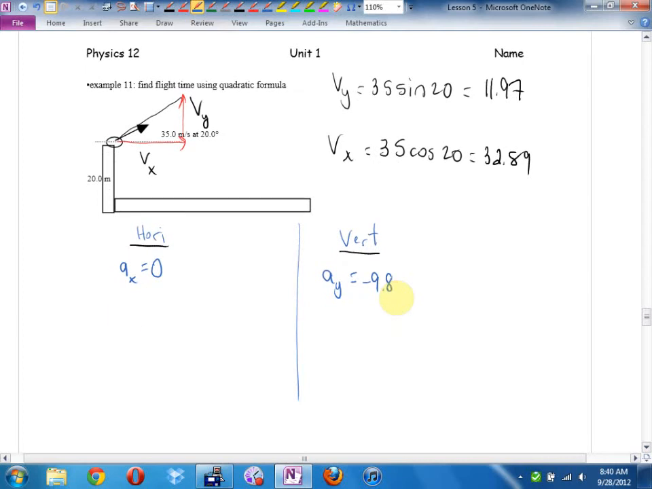Oh, and I can also say that Vx is 32.89 and Vy is 11.97. Oh, I know one more thing. Vertical displacement. Careful. What is it? Negative 20.